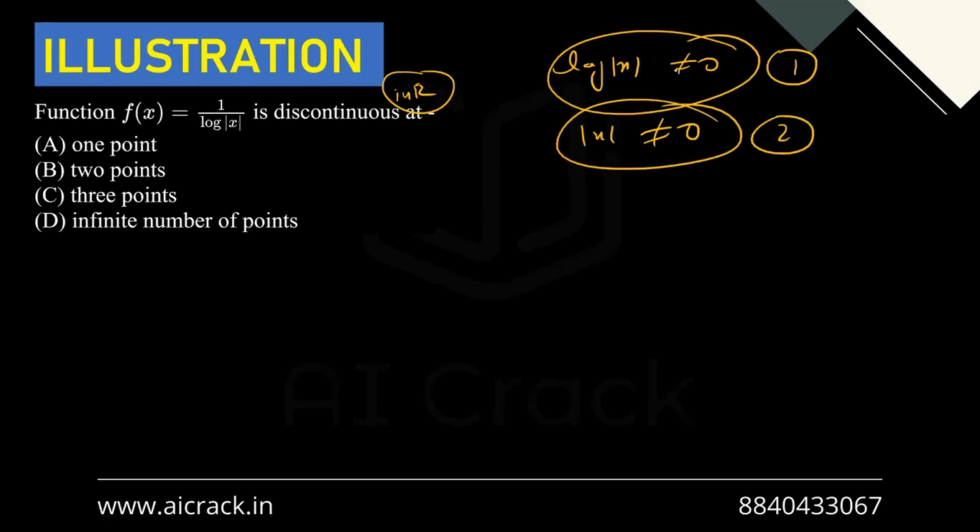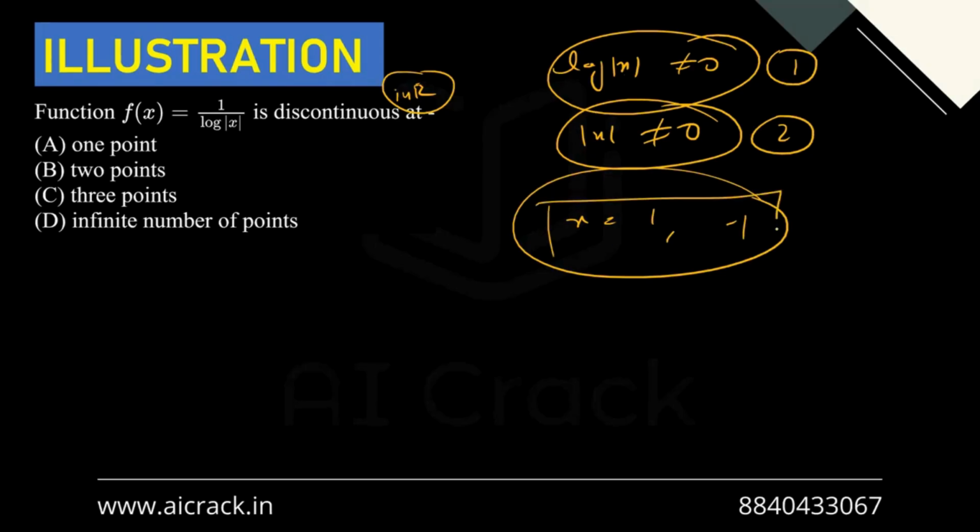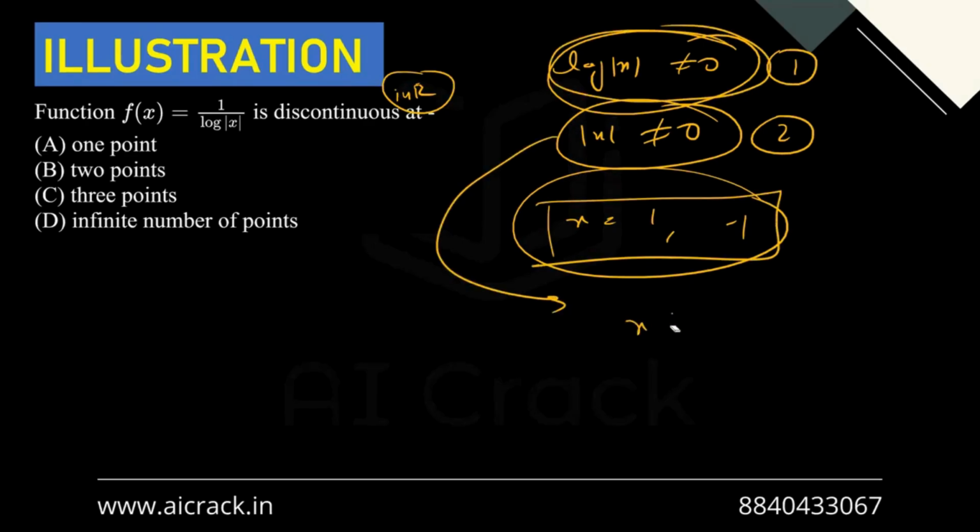So for the first condition, x can be 1 or minus 1, because for 1 and minus 1, modulus x would take the value 1, and that would make this log 0. So these are the 2 points where this condition is violated, and from the other condition, x not equal to 0 simply. So we have 2 points from here and 1 point from there: 1, minus 1 and 0, so we have 3 points over here.